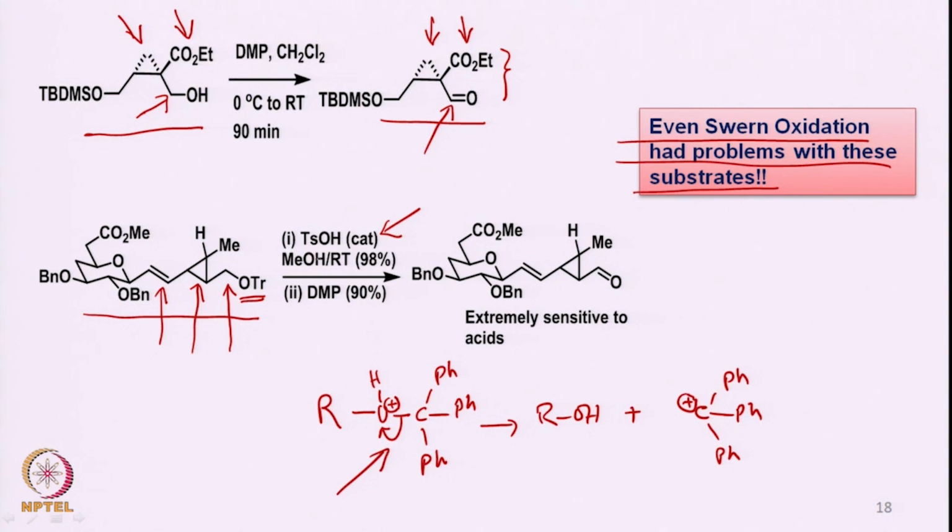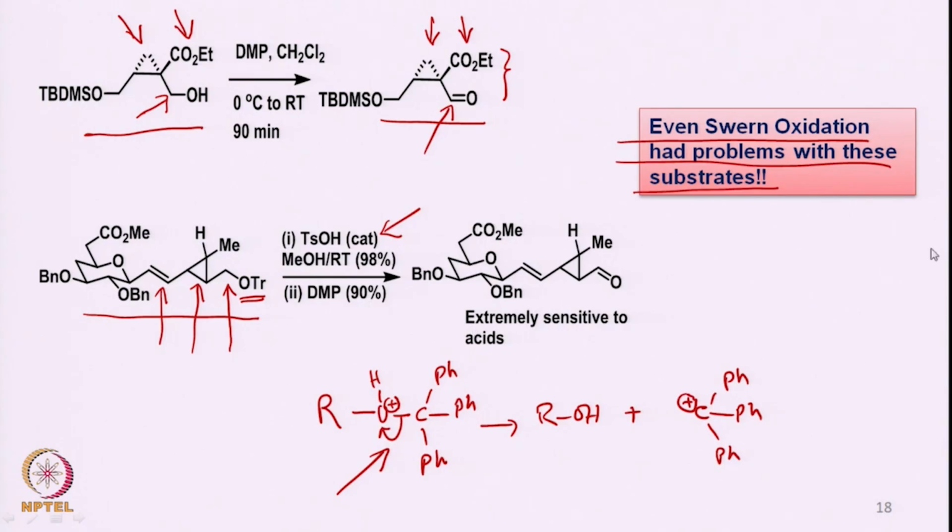This is what is done by this tosic acid here, and this methanol at room temperature, it gives 98%, it releases the corresponding alcohol here, and then that reacts with DMP, Dess-Martin periodinane reagent, to form the corresponding aldehyde in 90%.